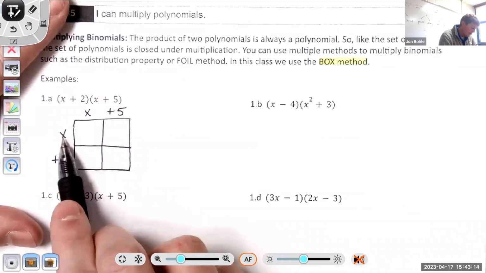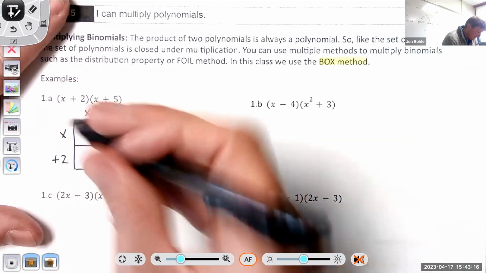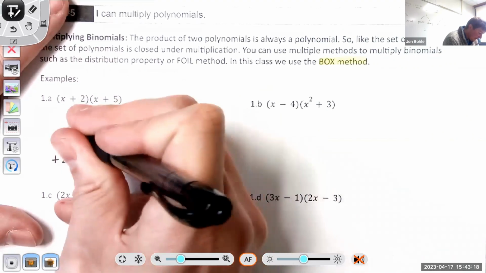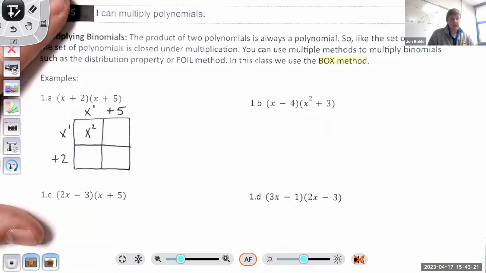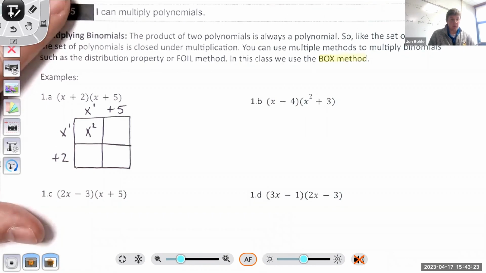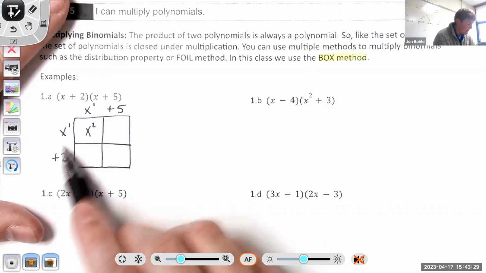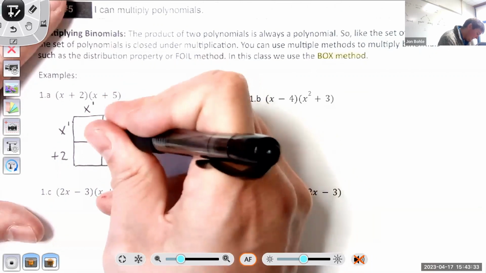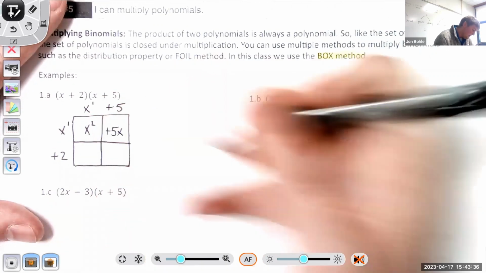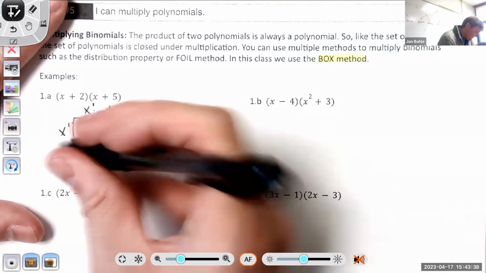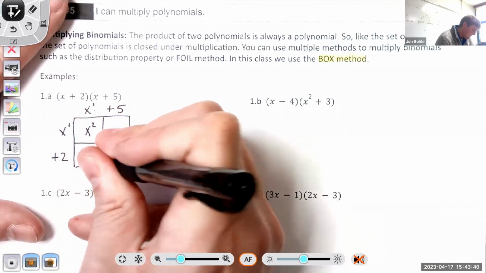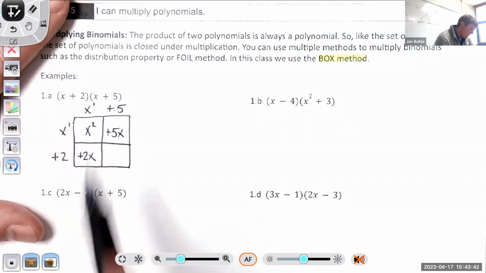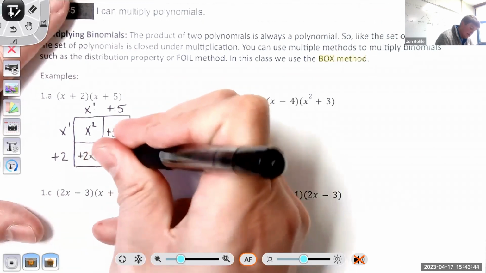So I have x times x. It's going to be x to the second power, x to the first times x to the first. Your exponent rule for multiplying is that you add the exponents. So even though we're multiplying, you add the exponents. Then x times 5 is 5x, x times 2 is 2x, and 2 times 5 is 10.